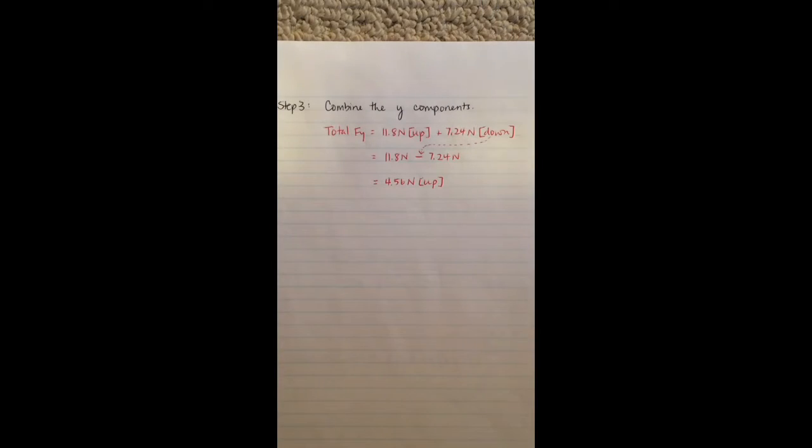And step 3 is doing the exact same thing, except we're doing it for the y components. The only difference here is these y components are in opposite directions. One is up and one is down. So we're not actually going to add them together. We actually have to end up subtracting them. And we're going to get our final answer. Our final answer comes out as positive, which tells me that it's up. If my final answer had come out as negative, I would know it would be down.